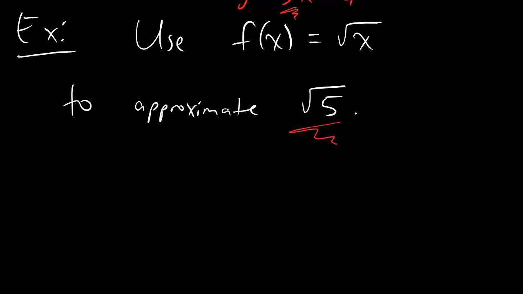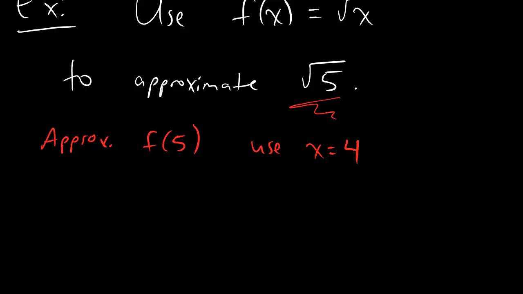If we're approximating the square root of 5, that's the same thing as saying that we want to approximate f of 5. And if we want to approximate f of 5, then we want to use a nearby point that works out nicely. So we're going to approximate f of 5 using a point where we can actually take the square root easily, and it should be something that's close to 5. So we're going to use x equals 4. 4 is pretty close to 5, and it's something that we can easily take the square root of. We can plug it in the original function easily. So just like before, what we're going to do now is find the tangent line at the point 4.